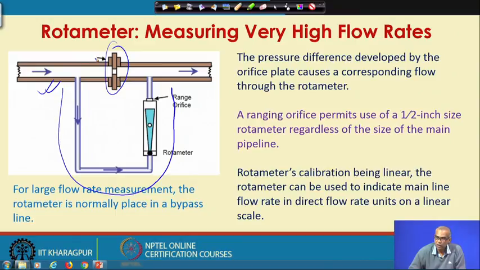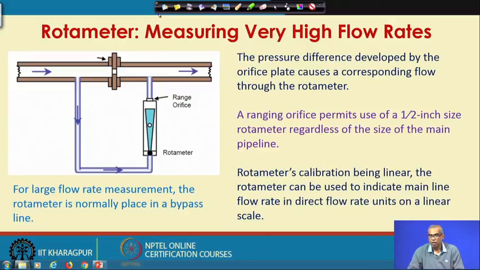So, this will cause a corresponding flow through the rotameter. Arranging an orifice permits use of a half-inch size rotameter regardless of the size of the main pipeline. The rotameter's calibration being linear, the rotameter can be used to indicate main line flow rate in direct flow rate units on a linear scale.